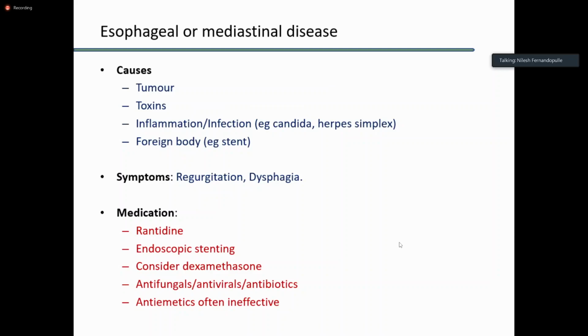And for those patients, the drugs of choice would be H2 receptor blockers like ranitidine, and endoscopic stenting. You can consider dexamethasone, and if you're suspecting infections, antifungals, antivirals, antibiotics. Antiemetics are often very ineffective in these patients. So that's why it's important to be able to recognize this particular syndrome in these patients, right?